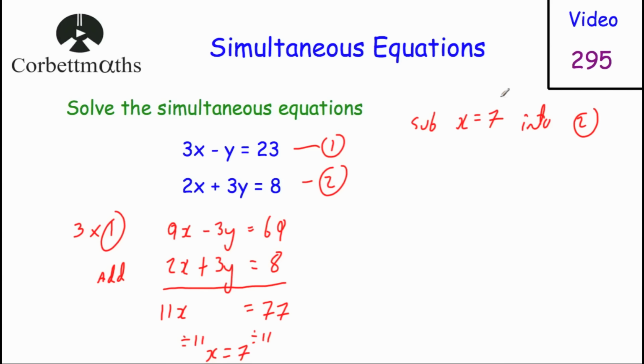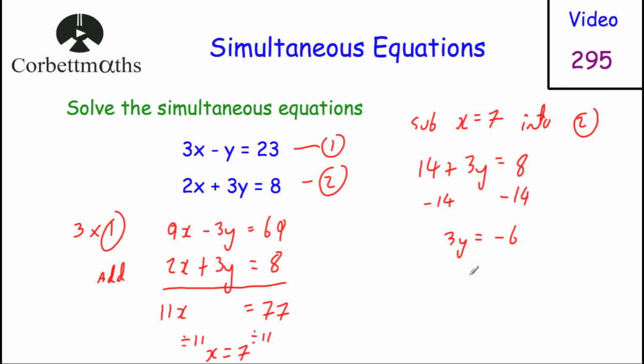So whenever we substitute x equals 7 into this equation, we get 2 times 7, so that's 14, plus 3y equals 8. Now we're going to solve this equation, so minus 14 and minus 14. Well, we had 14 plus 3y, and we took away the 14, so we're just left with 3y. And on the right-hand side, we've got 8 take away 14, that's going to be equal to negative 6.